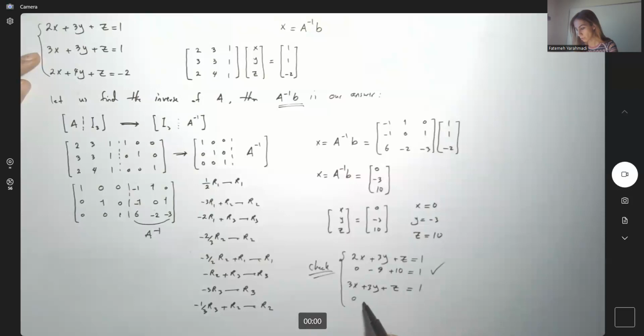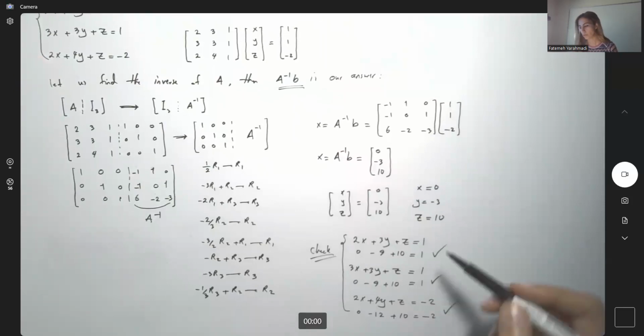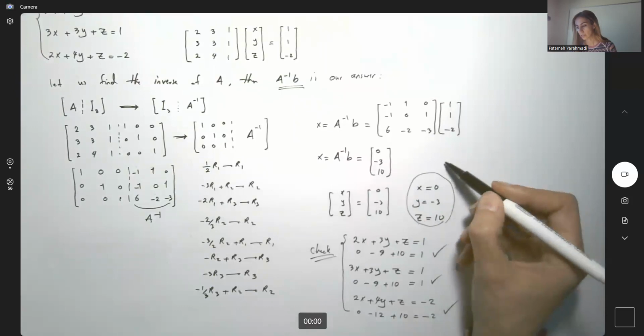Well, here I have a 0. I have negative 9, and here I have a 10, which is, of course, equal to 1. And my last equation says I have 2x plus 4y plus z equals negative 2, which, let's plug those in. I have a 0, then I have negative 12, and here I have plus 10, which is negative 2, which is correct. So we found the solution for this system.